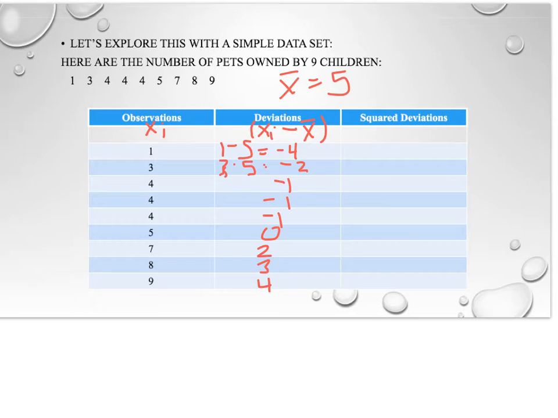Well, our next step is to find our squared deviations. So just like it implies, we're going to square our answers. So the thing to remember is that we're taking this -4 and we're squaring it, the whole thing, including that negative. So -4 times -4 becomes a positive 16. So our squared deviations should all be positive. We should have no negatives at all. So -2 squared gets us a positive 4. Go ahead and square the rest of them.